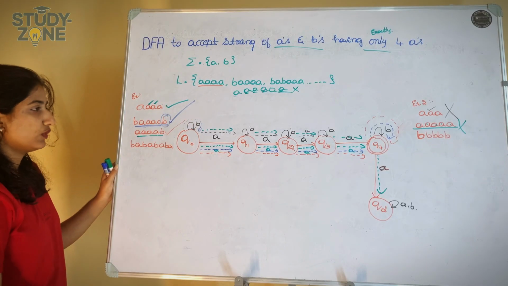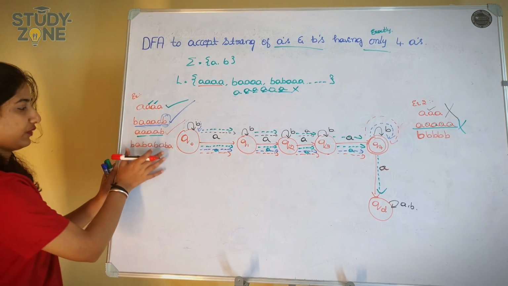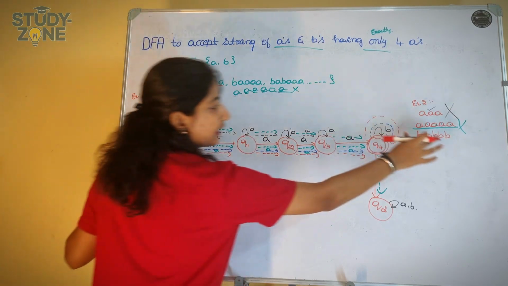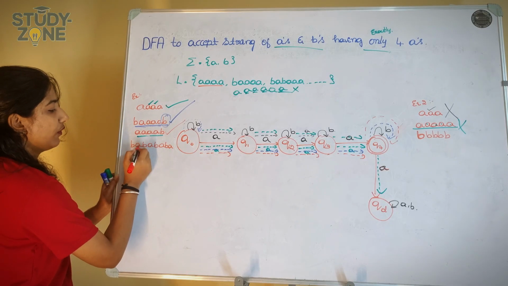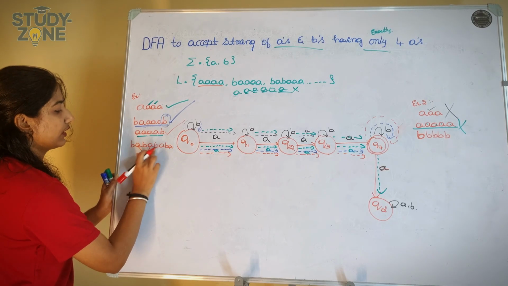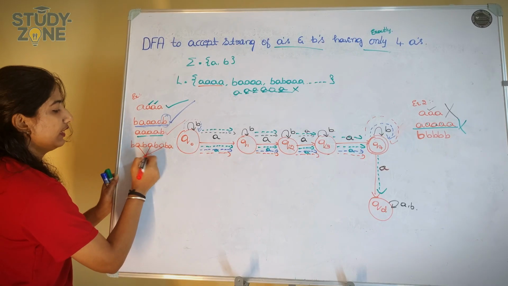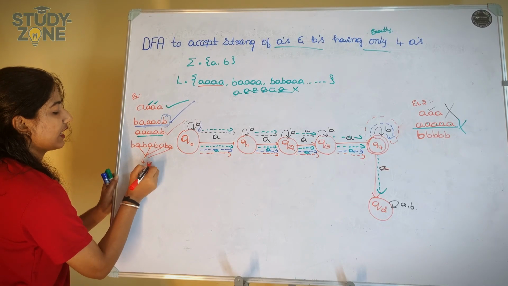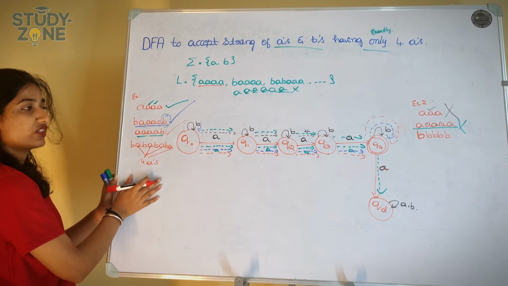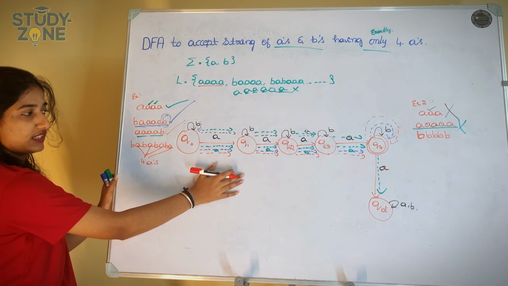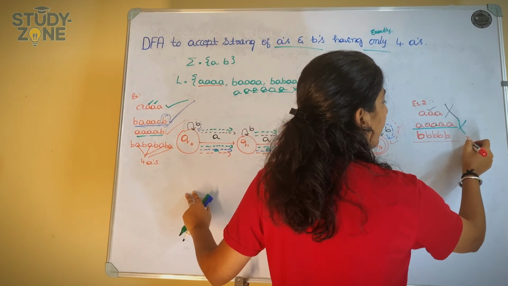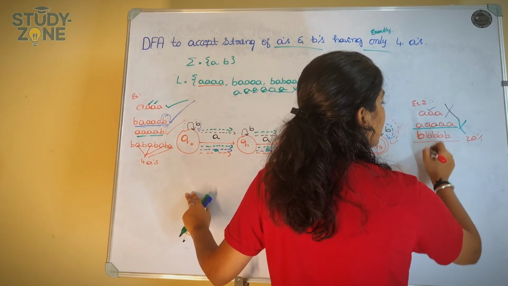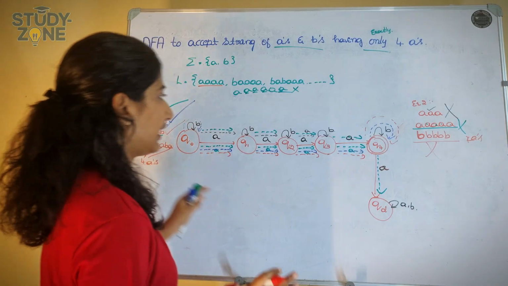And now the homework for you is to check for this one and this one. So look here, I have B, A, 1, 2, 3, 4 A's are there. So it should get accepted. Check and compare this with this one. And then here there is 5 B's, no 4 A's. So it should get rejected. Check this and let me know.